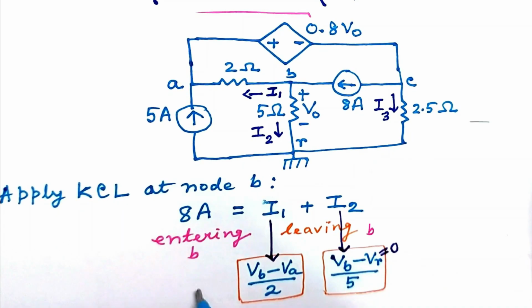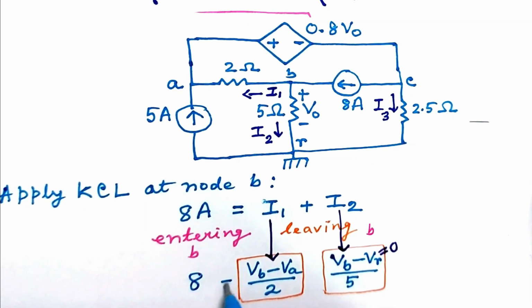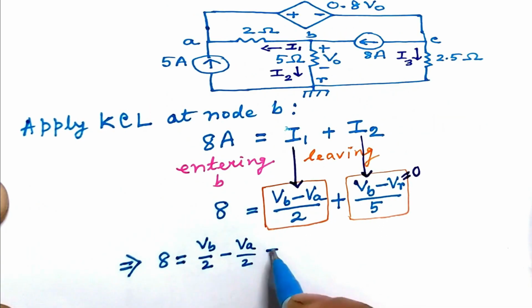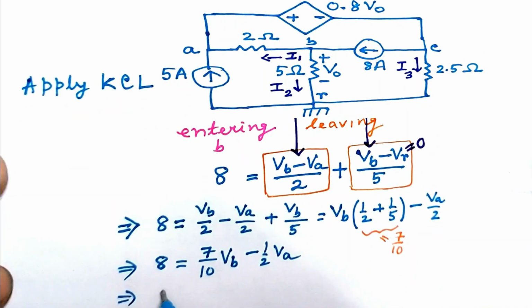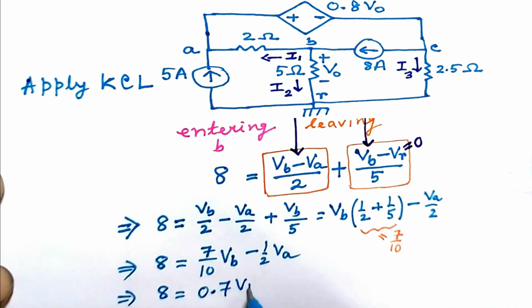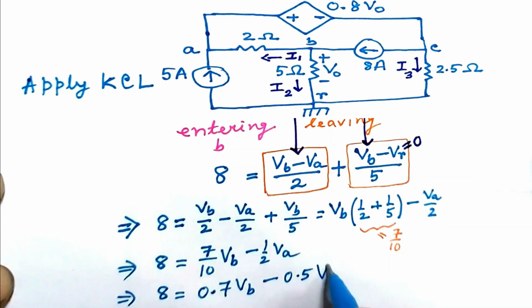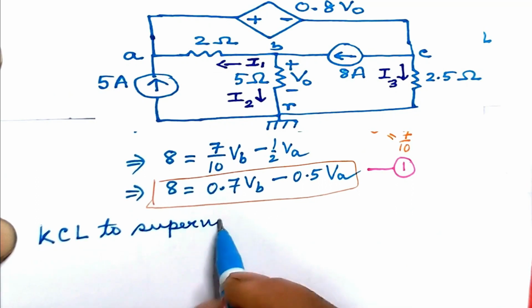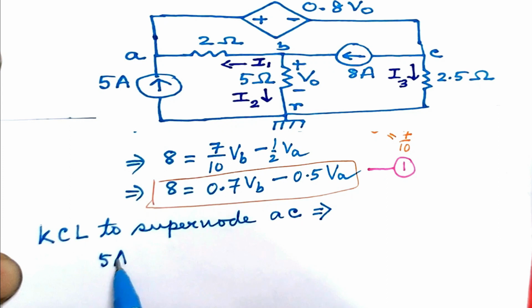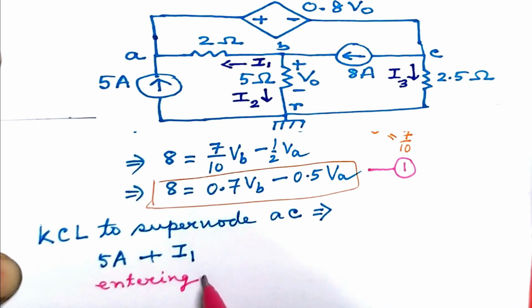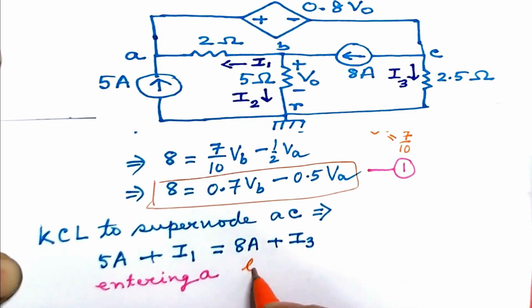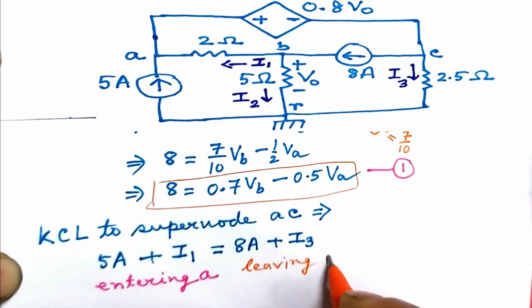So the equation as per KCL becomes 8 equal to sum of these two terms. Simplifying we get 8 equal to 0.7 VB minus 0.5 VA. Call it equation 1. KCL to supernode AC gives 5 ampere plus I1. These currents are entering the supernode AC at A equal to 8 ampere plus I3. These are currents leaving the supernode at C.